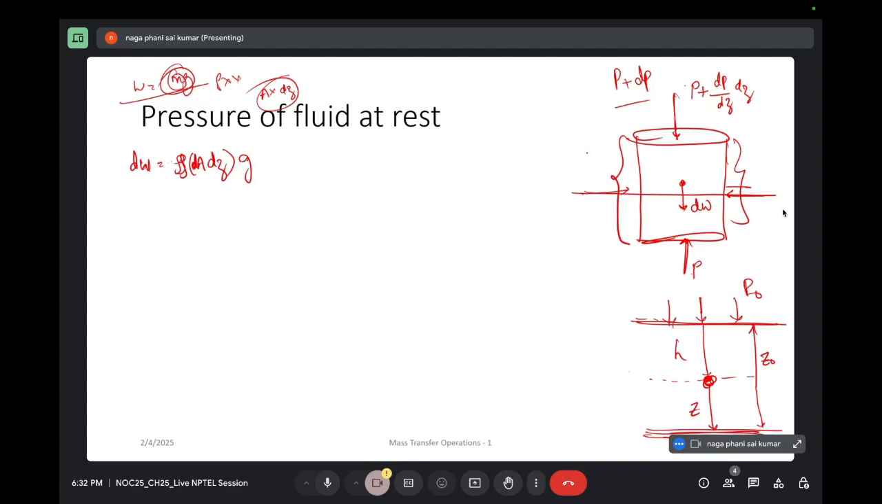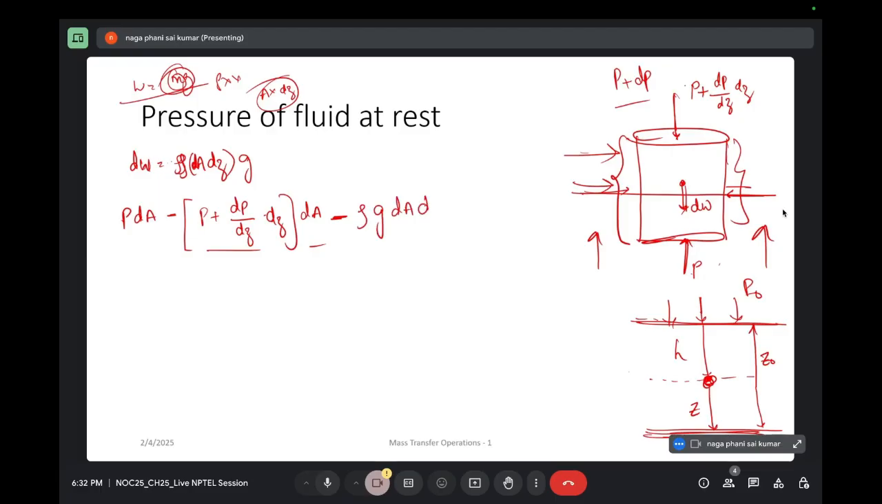So now let's balance out all the forces. So horizontal forces will get cancelled out, and coming to vertical forces, let's take this as a positive direction. So that will be P into dA will be one force acting in the upward direction, minus what are the forces acting in the downward direction? P plus dP by dz into dz into dA. Again, pressure into area, that is force. Again minus weight of the sample is also acting in the downward direction, right? So it will be rho into g into dA into dz.